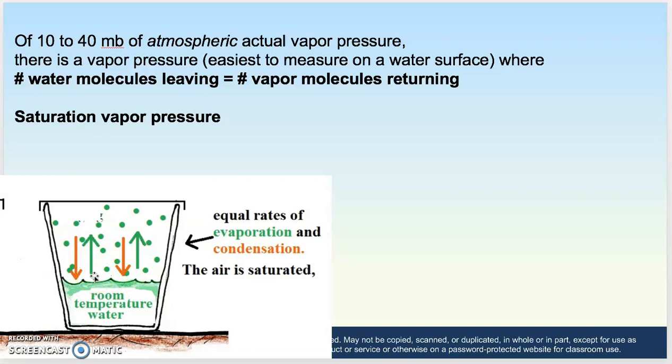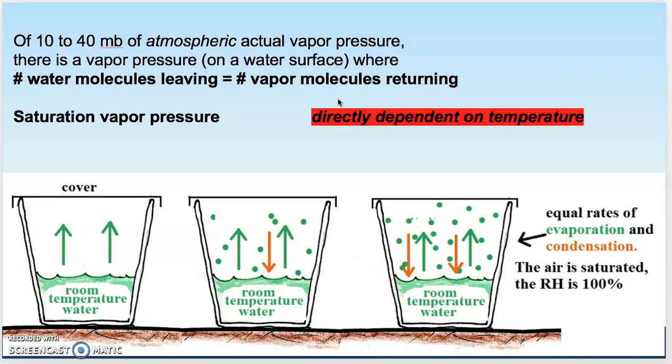So now you know vapor pressure, the umbrella, and two different types: a broad type called actual vapor pressure, which is atmospheric vapor pressure between 10 and 40 millibars, and a really specific type, which is on a water surface, and that is showing an equilibrium vapor pressure called saturation vapor pressure. If we look at saturation vapor pressure a little bit more deeply, we see that saturation vapor pressure, that equilibrium vapor pressure at the water surface, is entirely dependent on temperature.